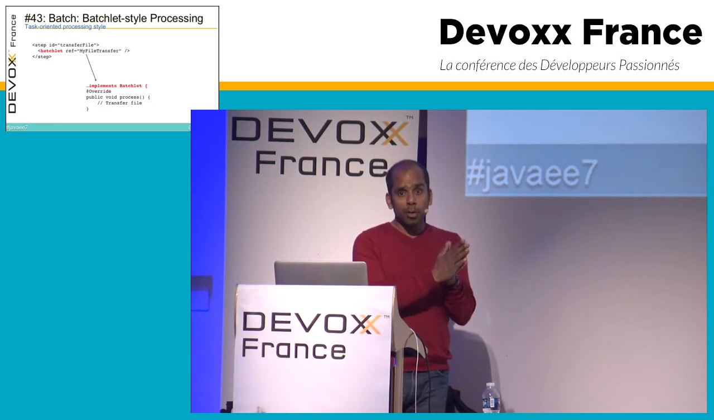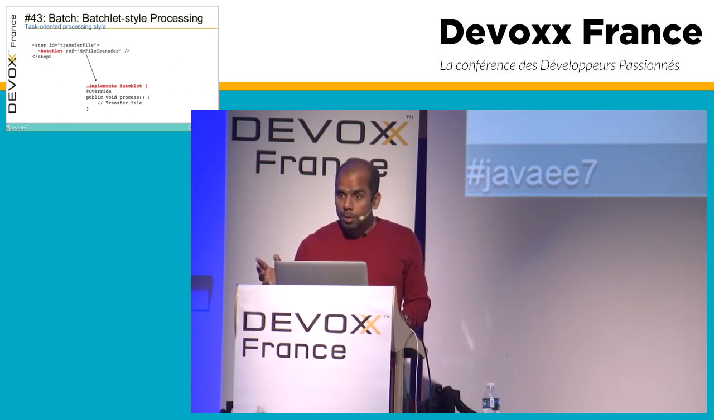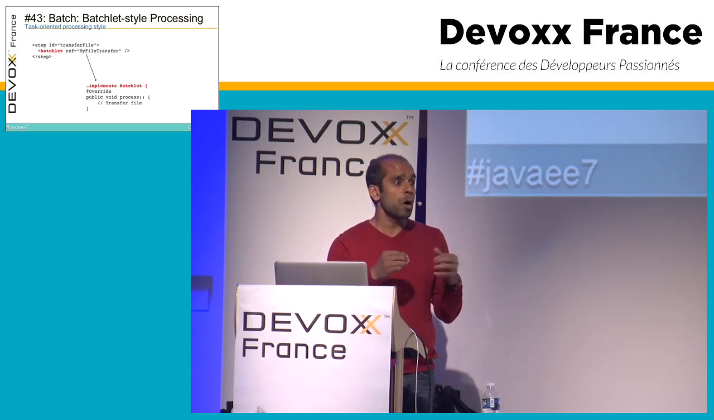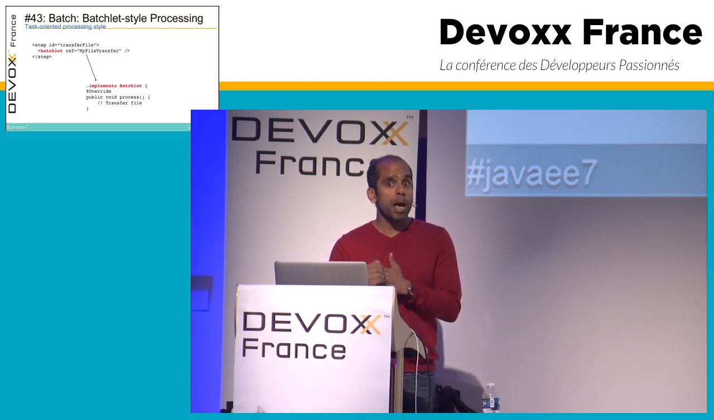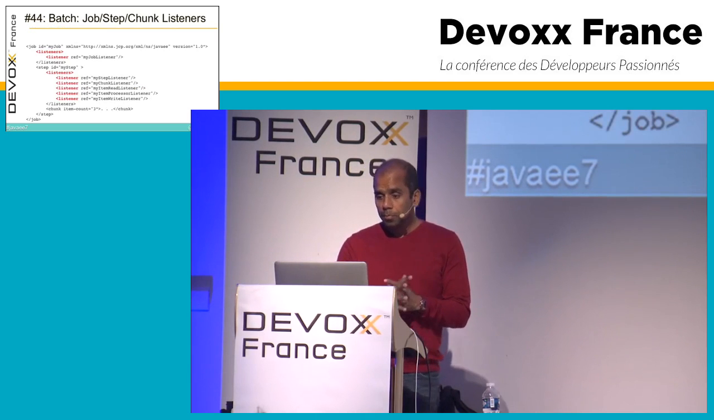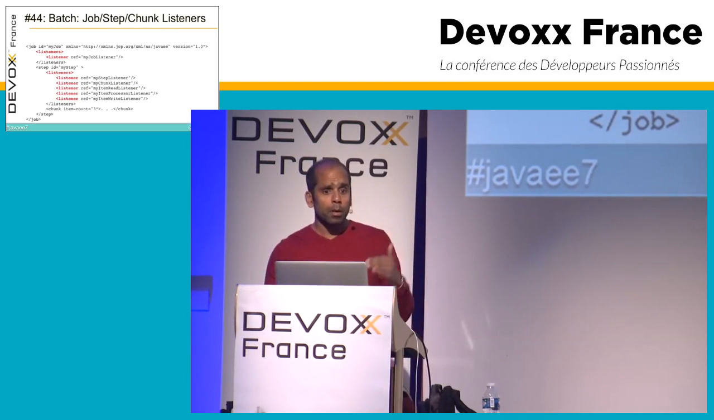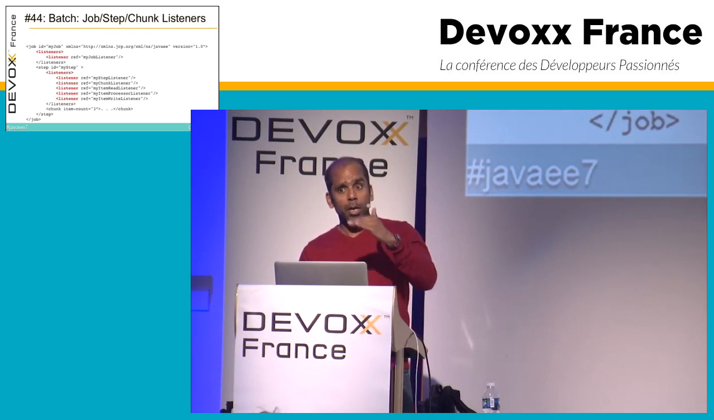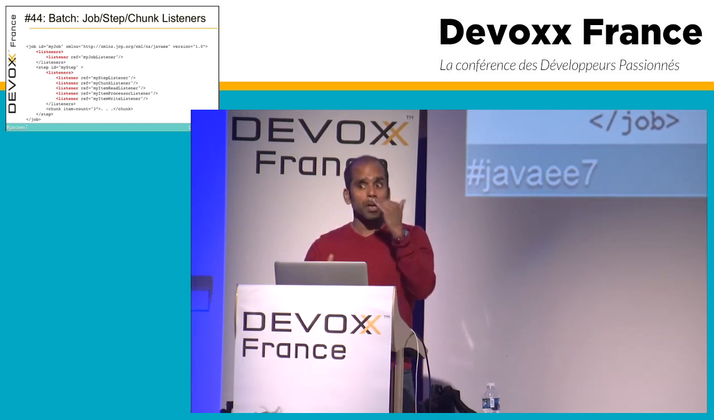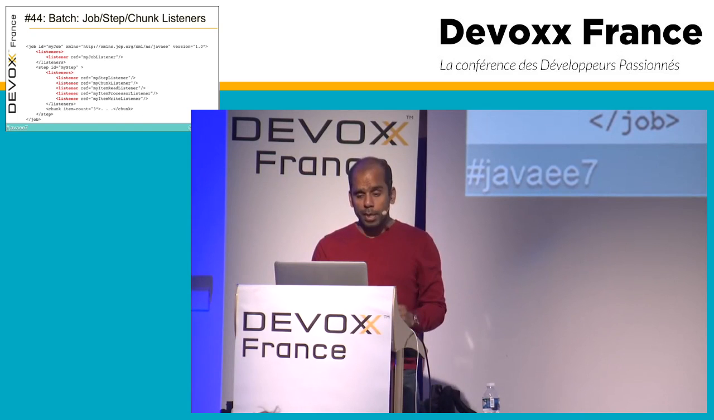So we saw the item-oriented processing. We also have ad hoc processing, where you can just do one job ad hoc. It's like sending an email or uploading a file. That's called batchlet processing. There are listeners available at job, at step, at reader, at processor, at writer, all different levels. So you can do things before and after a particular step is being executed.